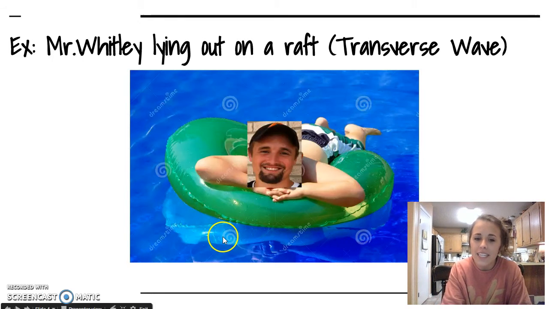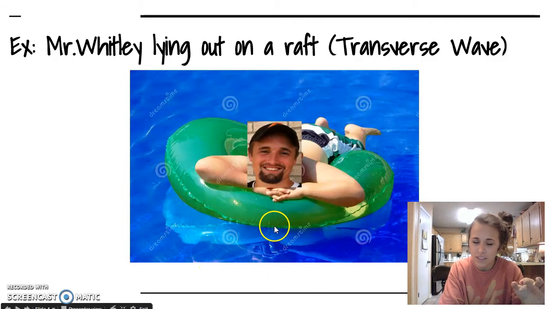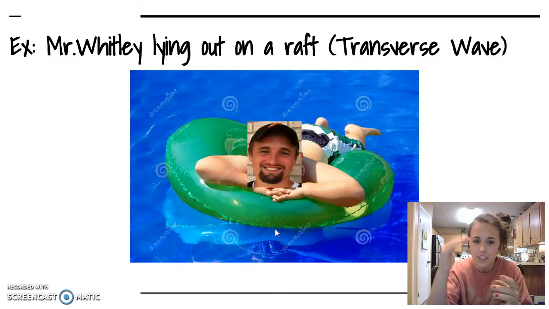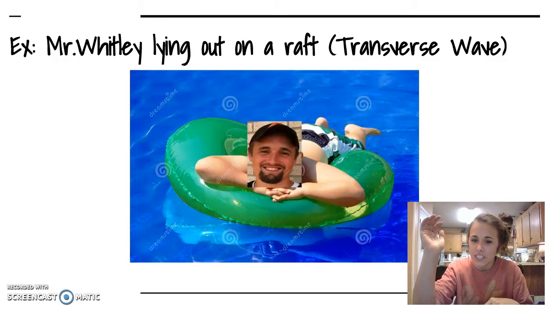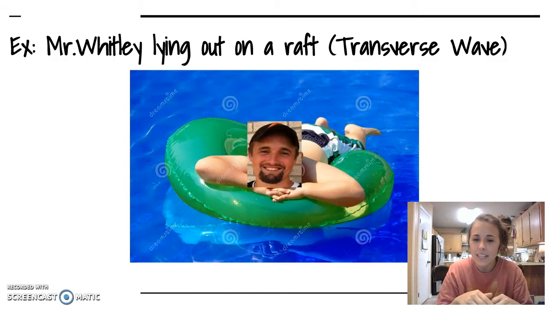So what happened is we have this big yacht come by and it makes huge waves. These waves cause Mr. Whitley to go up, and from his rest position to the top of that wave that's created, which is the crest, that is an example of amplitude. Once he gets to the top of the wave, he's going to come back down to the rest position, but then he'll also go downwards to where the trough is, and that's the bottom lowest part of the wave, and that will be another example of amplitude.